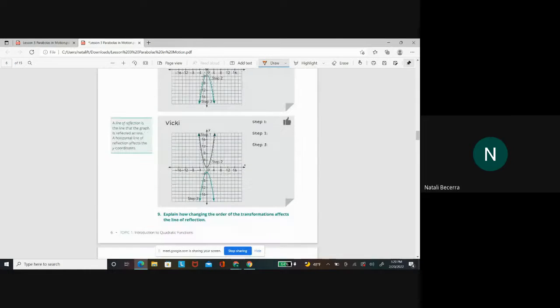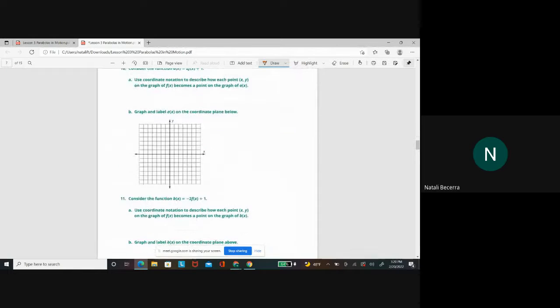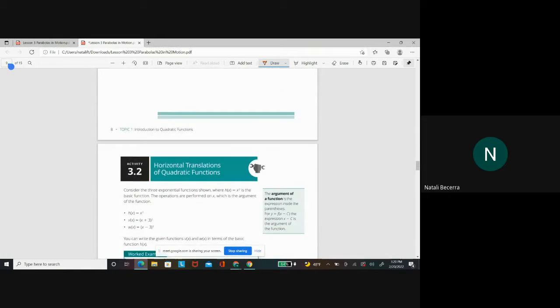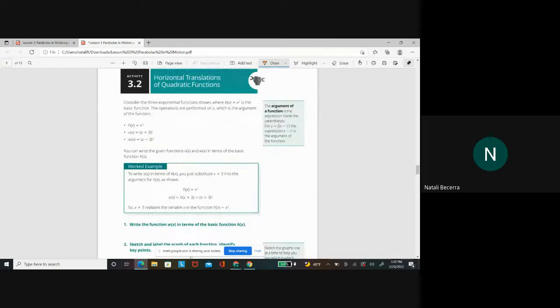We're going to go ahead and skip this part. We're going to skip this one as well. This one too. Okay, right here. All right, it says consider the three exponential functions shown where h of x equals x squared is the basic function. The operations are performed on x, which is the argument of the function. So the argument of the function is the expression inside the parentheses. Okay.